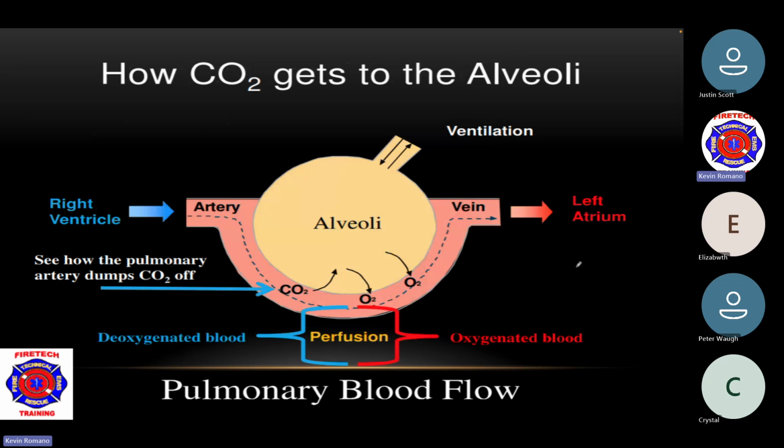Right. So how does CO2 get to the alveoli? It's done through perfusion. Right. Greater to lesser concentration. It's got to push through that barrier. All right, that's kind of the end all be all with that.